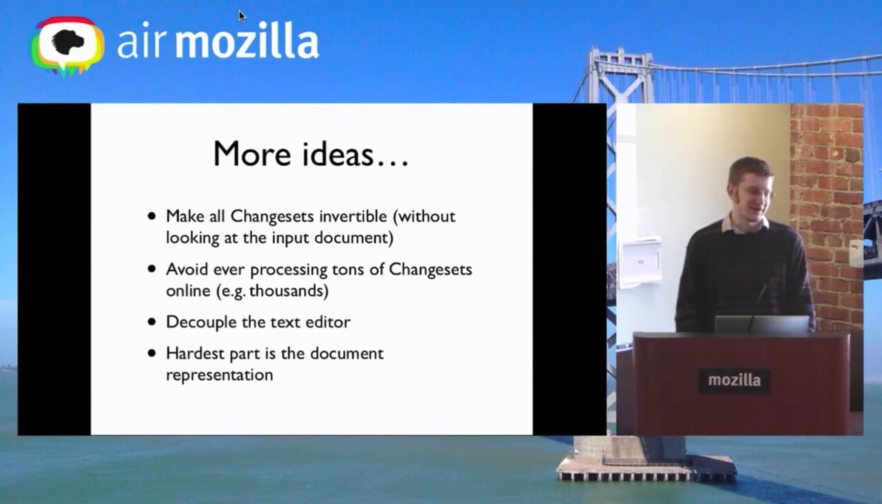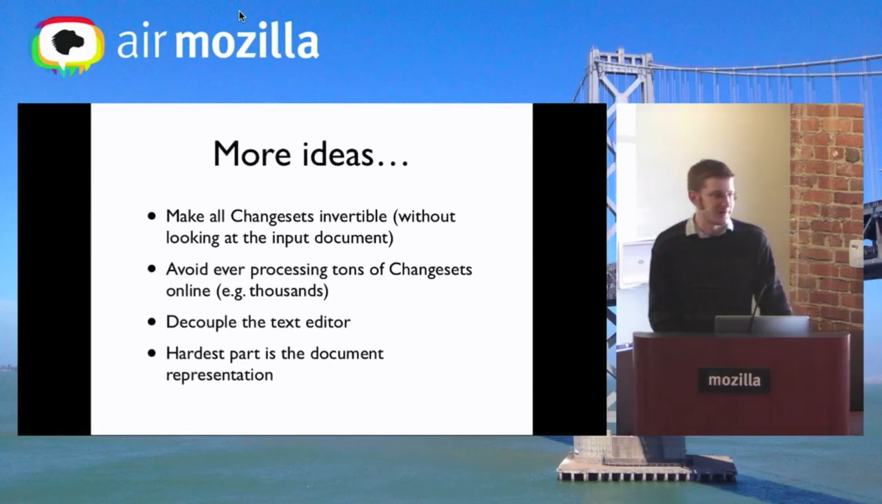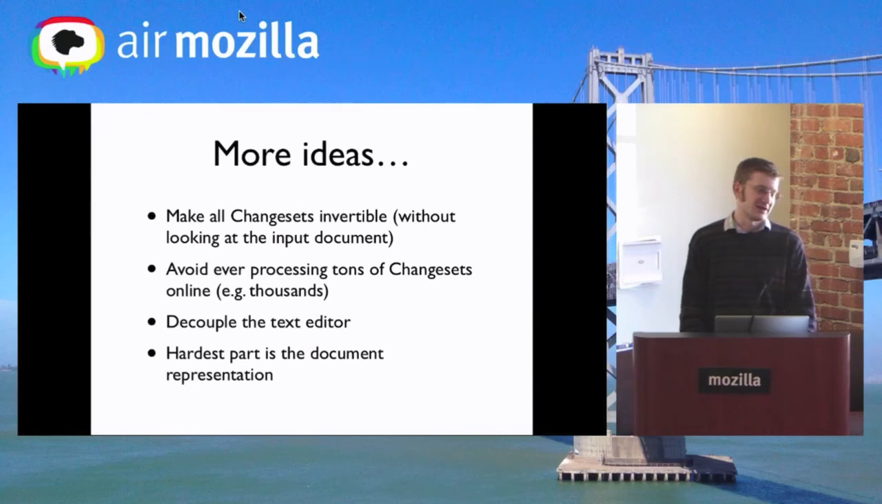And really, it would be nicer if you could just take a change set and invert it, and that would be a well-defined operation. What that would require is just having the information basically of what attributes were deleted or changed and what characters were deleted. And then you could do that. And I know other people implementing Etherpad-like OT have actually done that. I think you should probably avoid ever processing thousands of change sets.